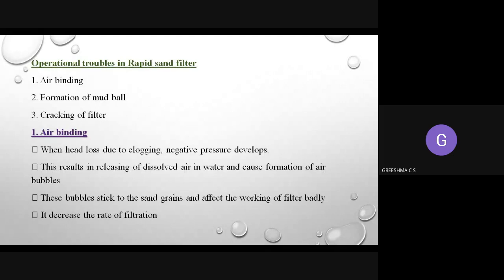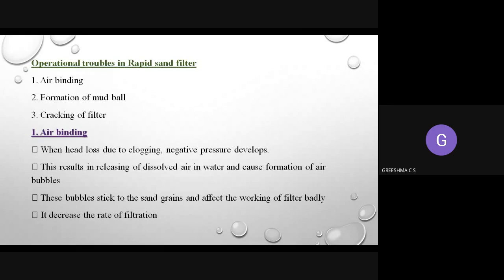Okay, so what do you mean by air binding? Air binding എന്ന് വെച്ച് കഴിഞ്ഞാല് there will always be a head loss in the filters. Okay, so when there is a head loss, it means level difference between the water. Head loss ഉദ്ദേശിക്കുന്നത് level difference between the water. Okay, so whenever there is a head loss in the rapid sand filters, clogging will be there and a negative pressure will be developing. Okay, so this negative pressure will result in the release of the dissolved air in the water, and this will cause the formation of air bubbles.